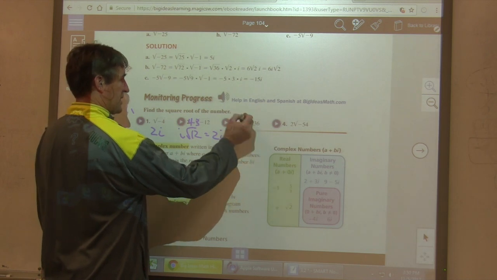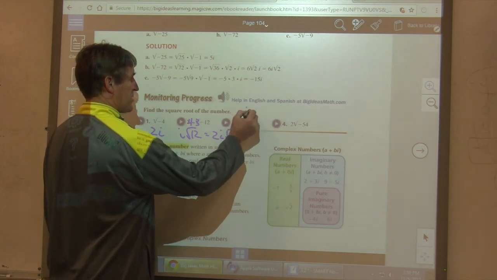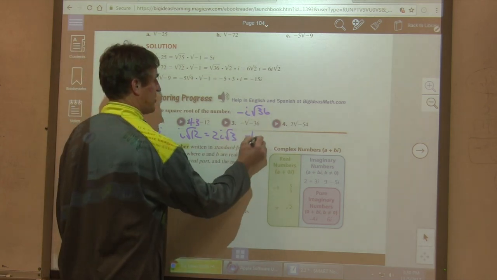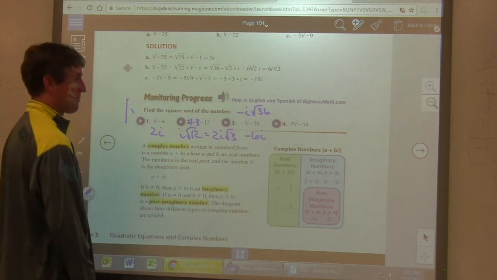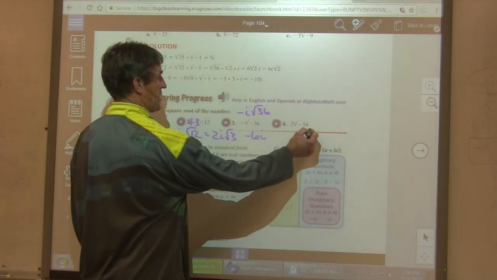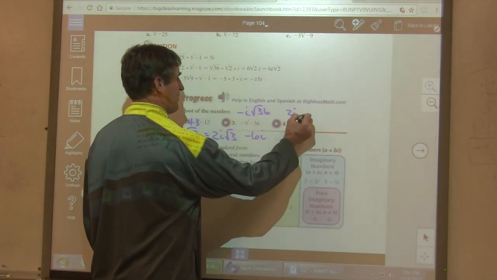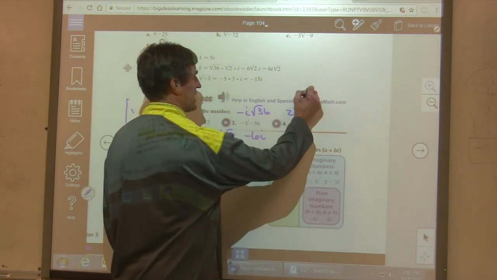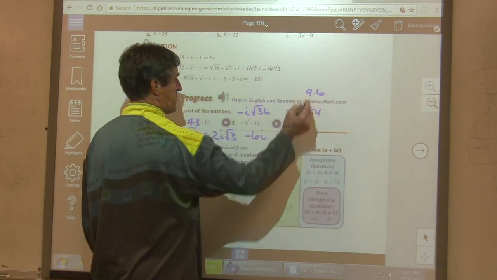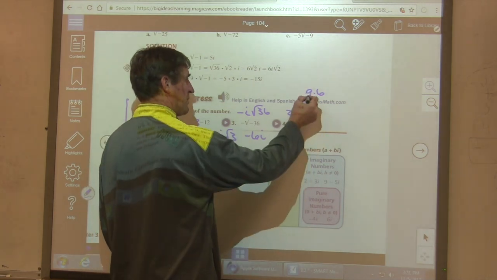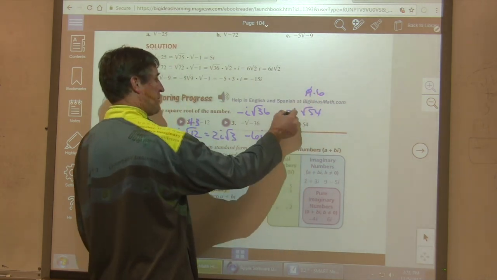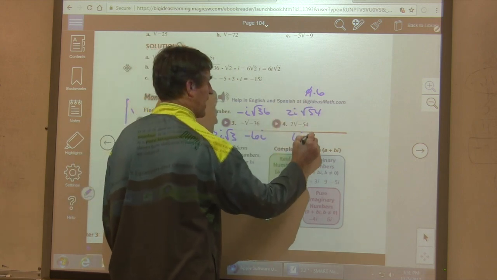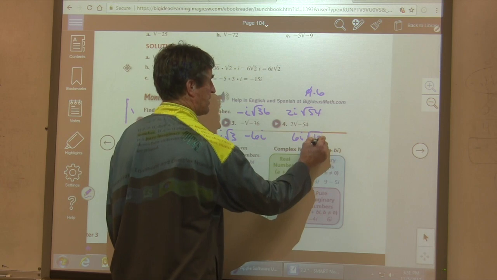The negative 36, so we bring the i out front, so negative i square root of 36, and then the square root of 36 is 6. And so you should have gotten negative 6i. 2 square root of negative 54, again I'm going to bring the i out front first. And then we have to break 54 down, and that breaks into 9 times 6. The square root of 9 is 3. Now when you take that square root of 9 and you multiply it by what's out front, so 3 times 2i, you should have gotten 6i square root of 6.